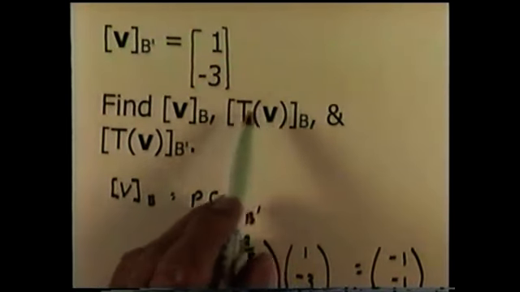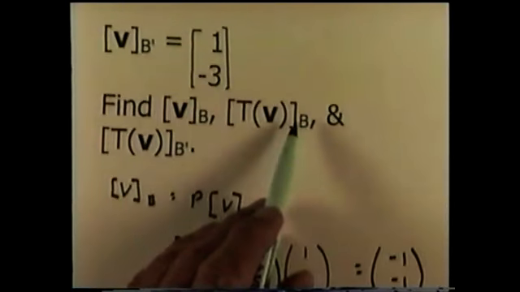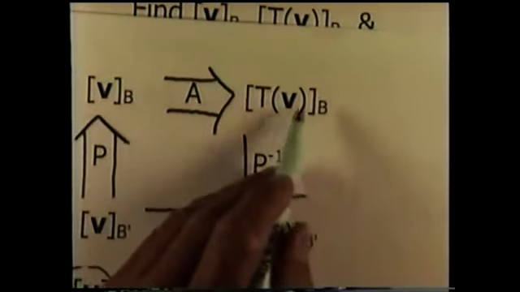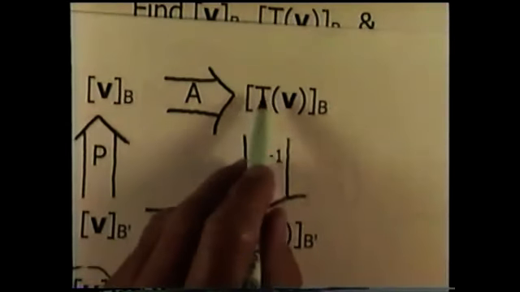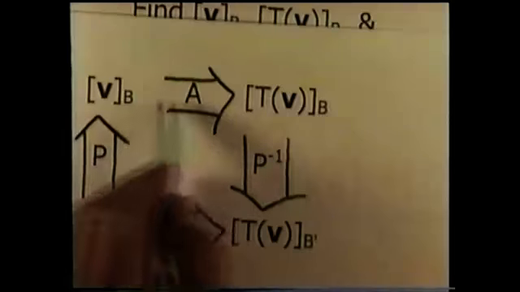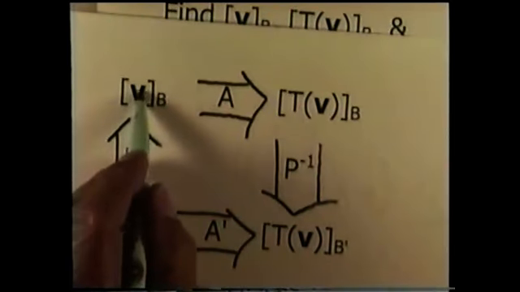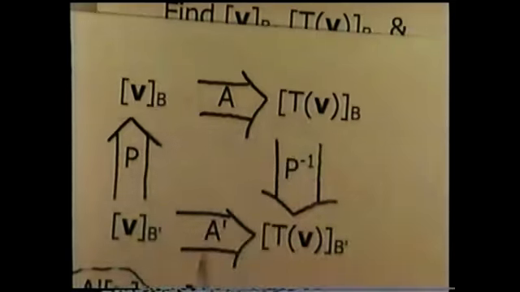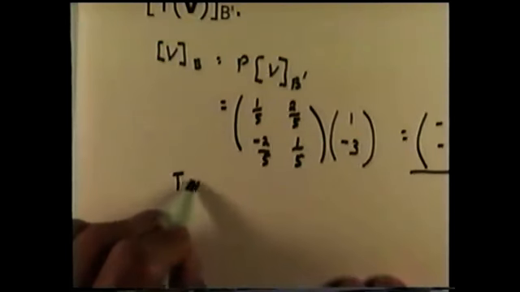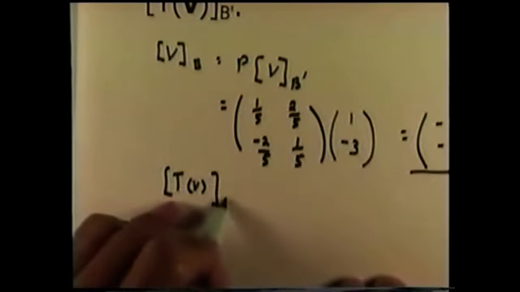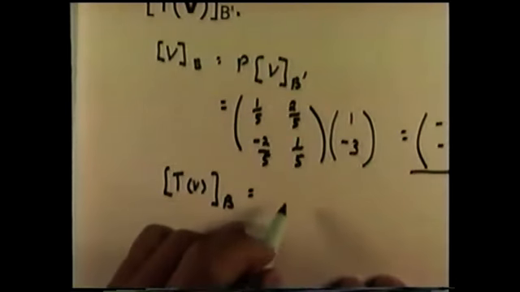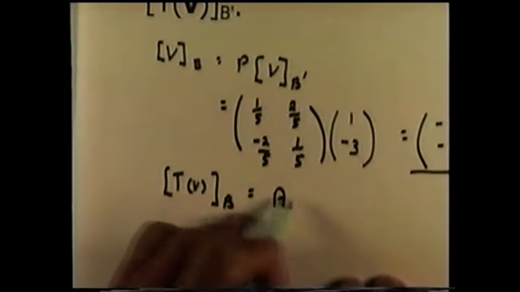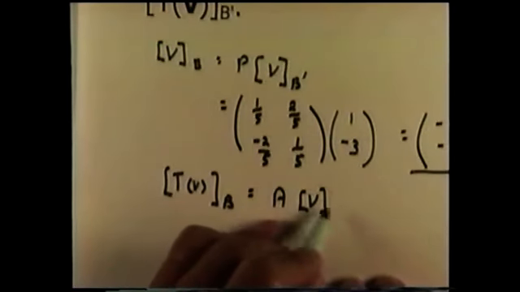Now let's find the coordinates of the image of V with respect to B. Well, we can see that the coordinates of the image of V with respect to B would be A times the coordinates of V with respect to B. Reading the chart again, I'll write T of V with respect to B is equal to A times the coordinates of V with respect to B.